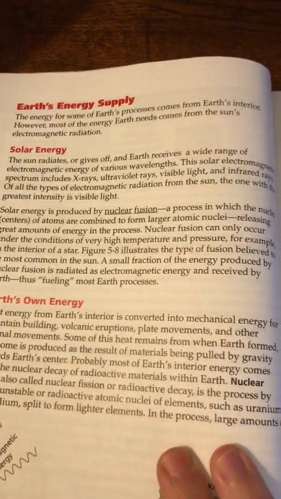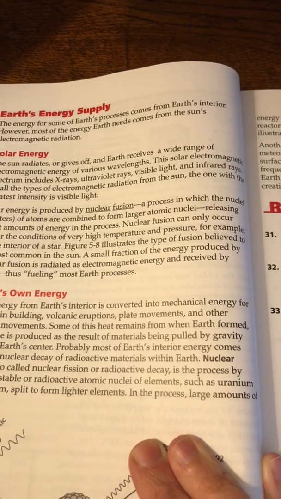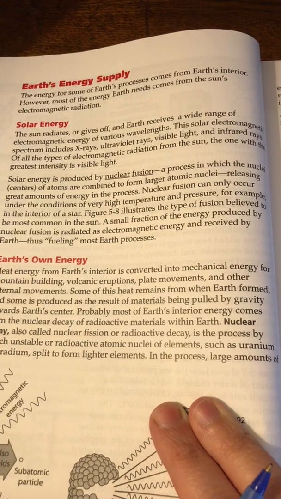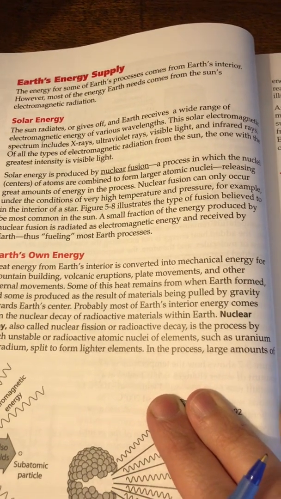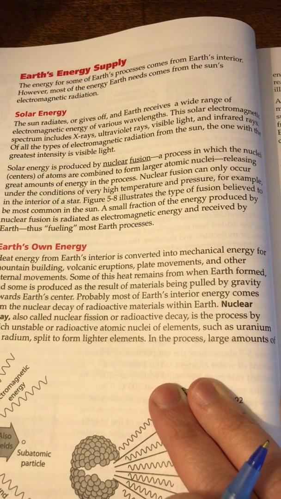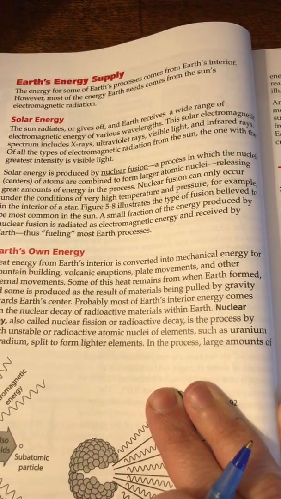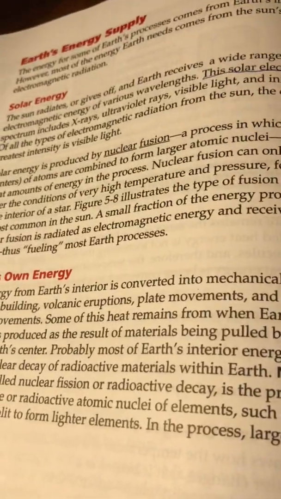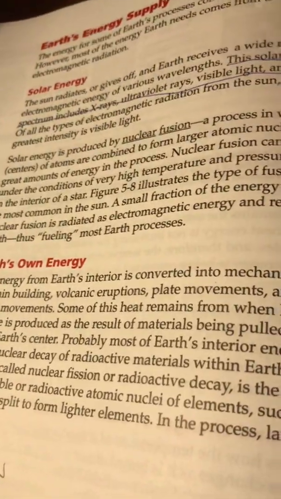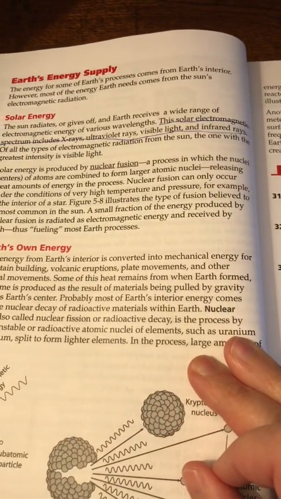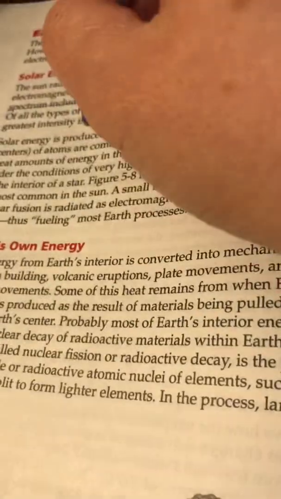Earth's energy supply. The energy for some of the Earth's processes comes from the Earth's interior. However, most of the energy Earth needs comes from the sun's electromagnetic radiation. Solar energy. The sun radiates, or gives off, a wide range of electromagnetic energy of various wavelengths. The solar electromagnetic spectrum includes X-rays, ultraviolet rays, visible light, and infrared rays. Of all the types of electromagnetic radiation from the sun, the one with the greatest intensity is visible light.